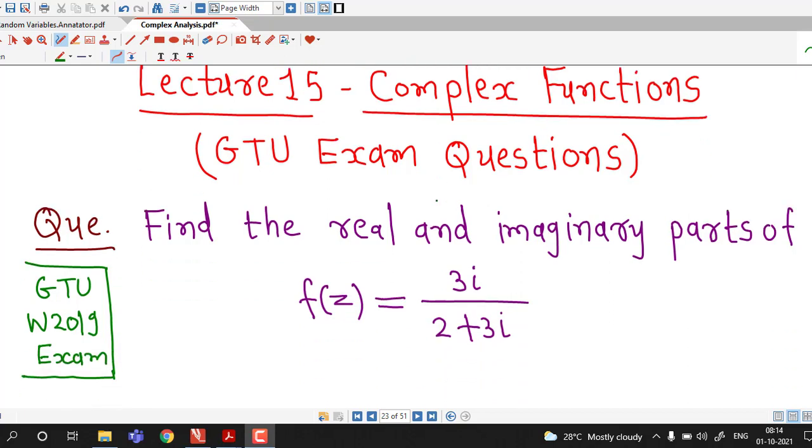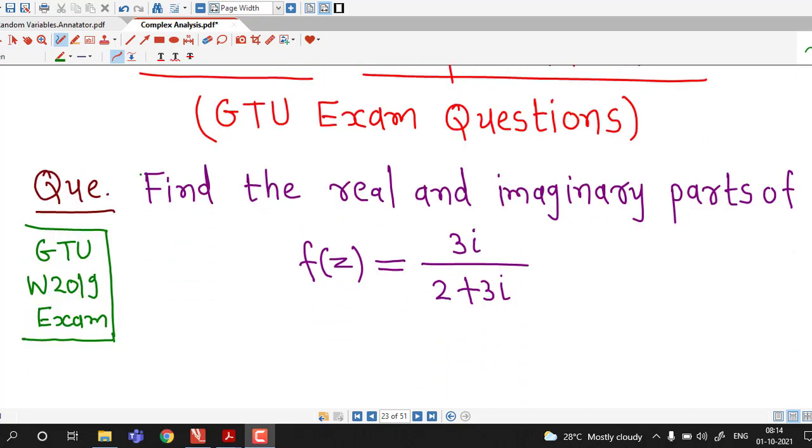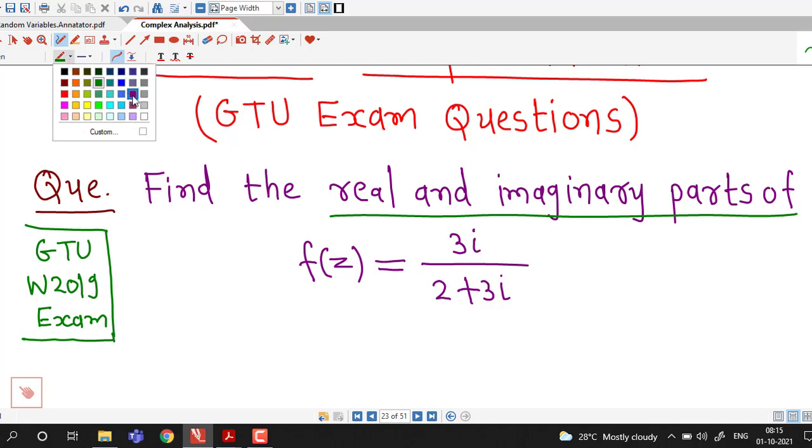In this lecture we are going to discuss one question which is asked in GTU Winter 2019 examination. So here we are asked to find out real and imaginary parts of the complex function f of z equal to 3i divided by 2 plus 3i. So here the given function is constant. There is no z term, so f of z has value 3i over 2 plus 3i for every point z.